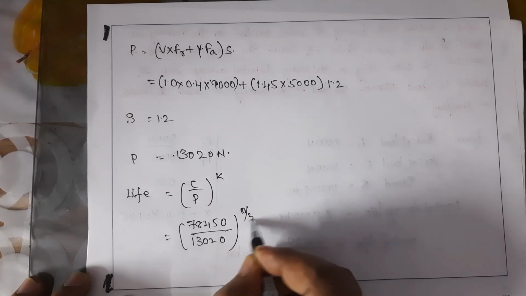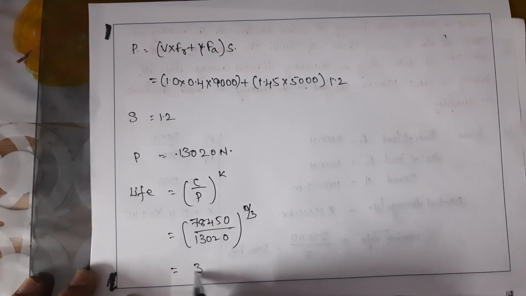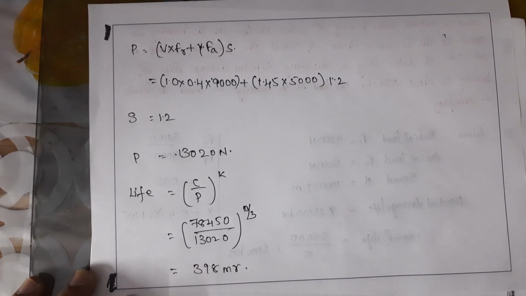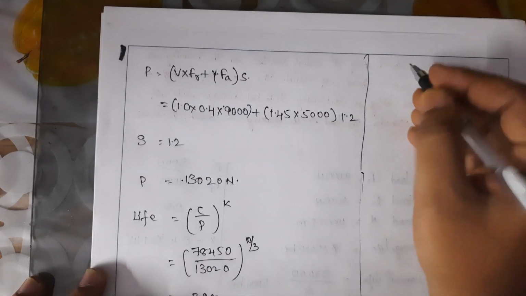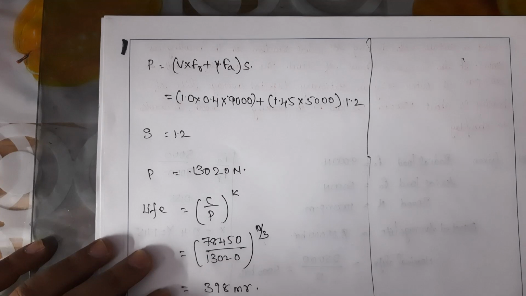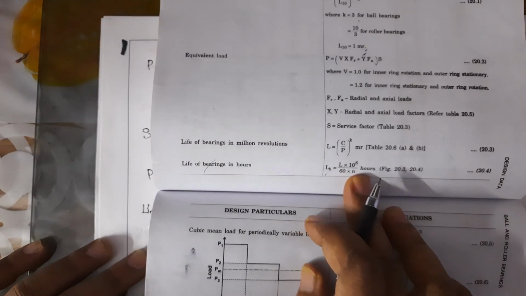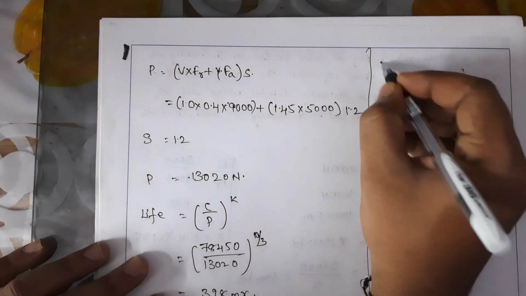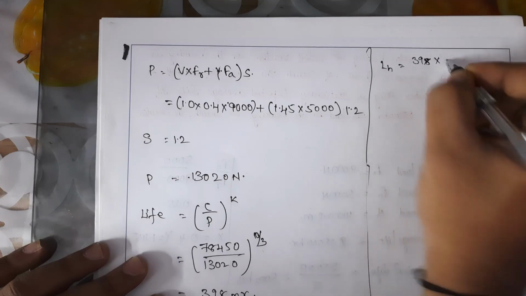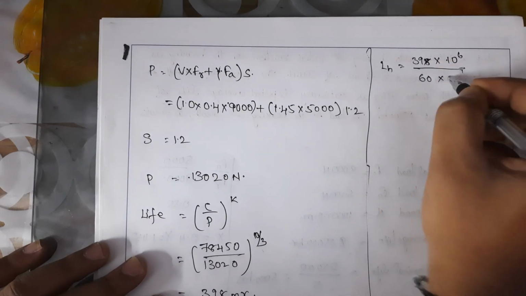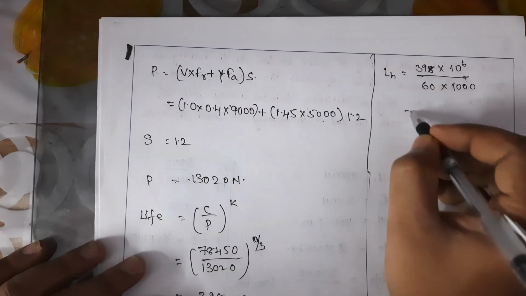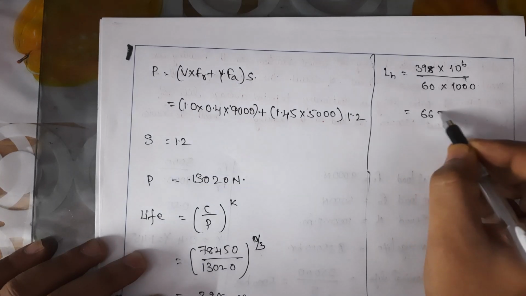So we take 10 by 3, and I have got an answer of 398 million revolutions. Since the question mentions life in hours, we have to take the value in hours. For calculating the life in hours, the formula is LH is equal to L into 10 to the power of 6 by 60 into N. So LH is equal to 398 into 10 to the power of 6 by 60 into 1000, the speed value given in the question itself. So we have got an answer of 6634 hours.